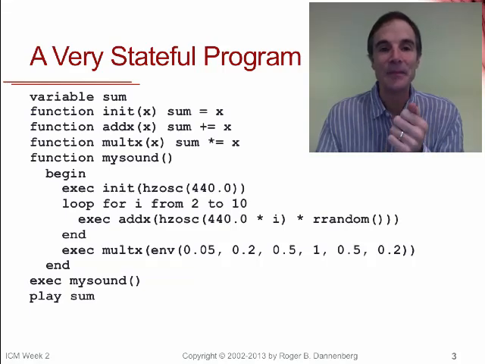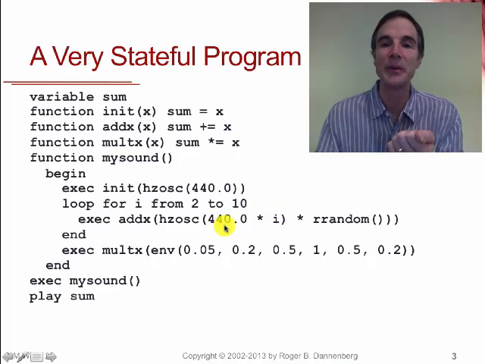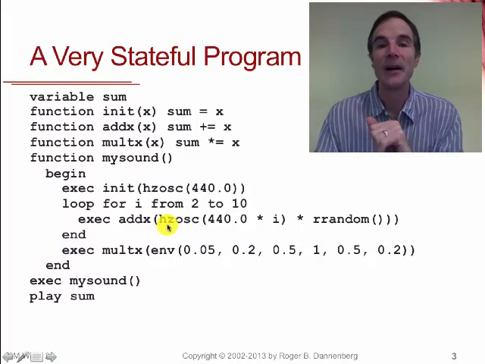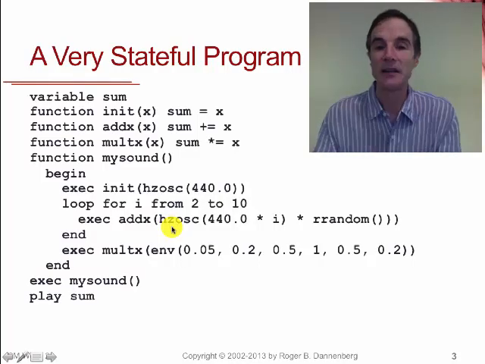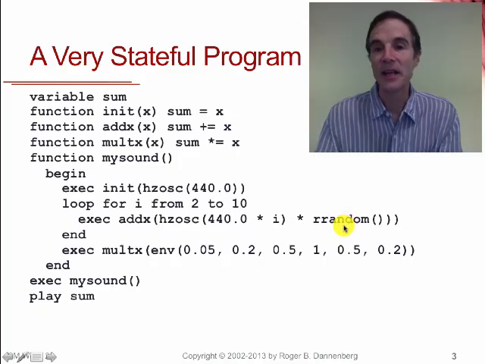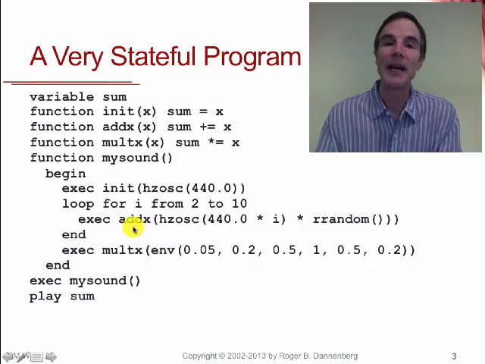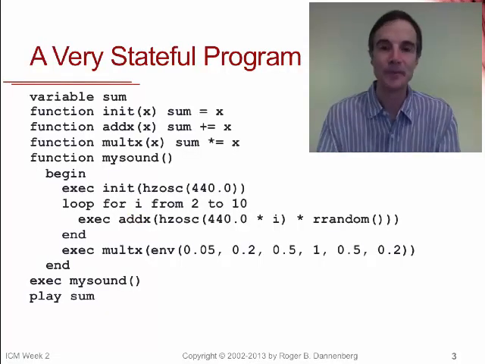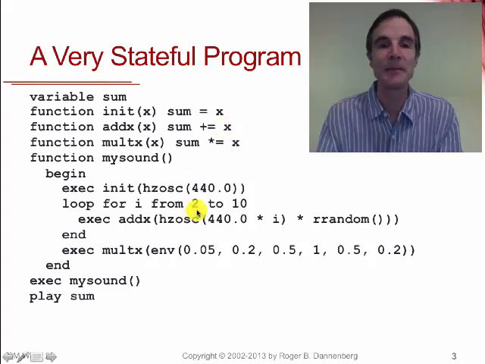And so we're going to do the addition in a loop. What we do in the loop is we compute 440 times i. That's going to be the frequency, the multiple. We use hzosc to make a sinusoid at that frequency. We scale it by a random number, and we call addx to add that to sum. Okay? We loop through this for about 10 harmonics, and the result is going to be scaled by an envelope.